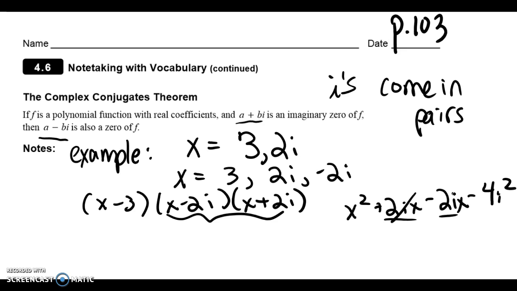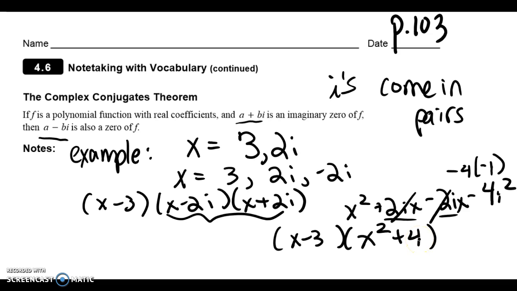Now the two middle terms will cancel, and we should remember that i squared is the same as negative 1, so this negative 4 will actually turn into a positive 4. Carry over the x minus 3 and then FOIL these two binomials together, which should be easy for you, and our final answer will be x cubed minus 3x squared plus 4x minus 12.